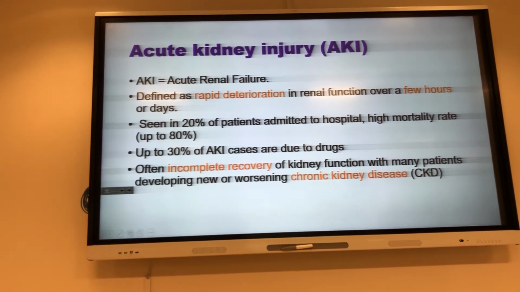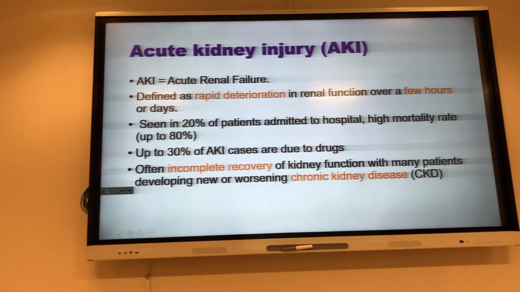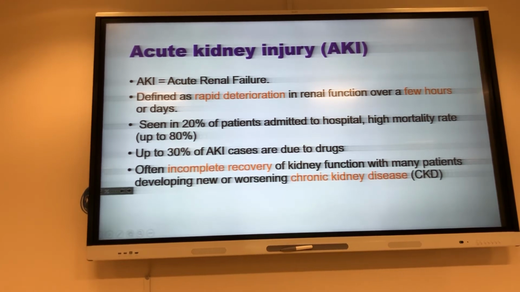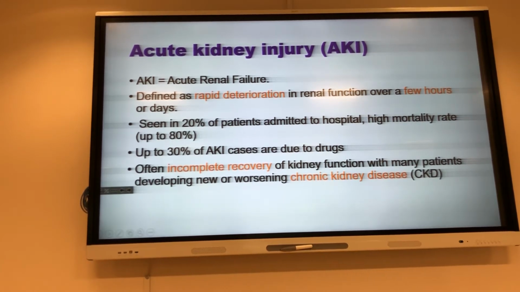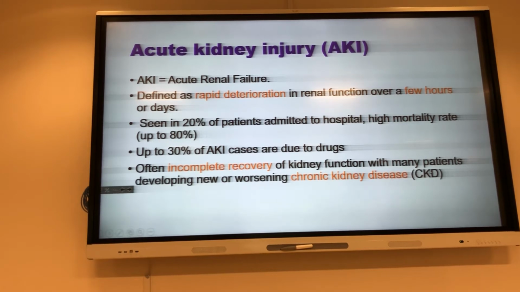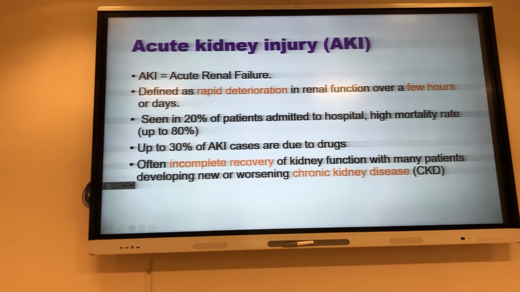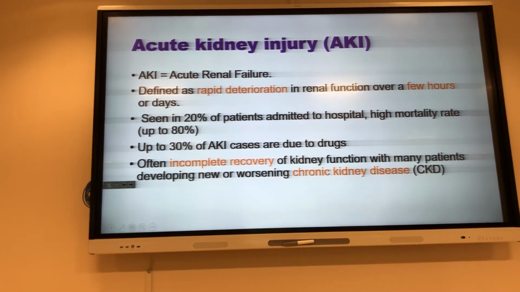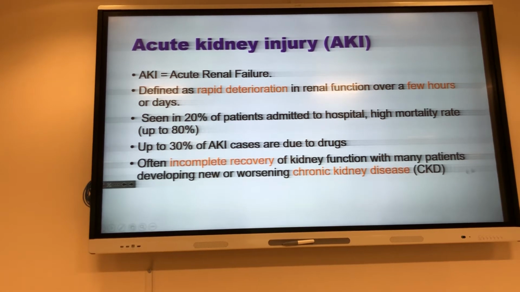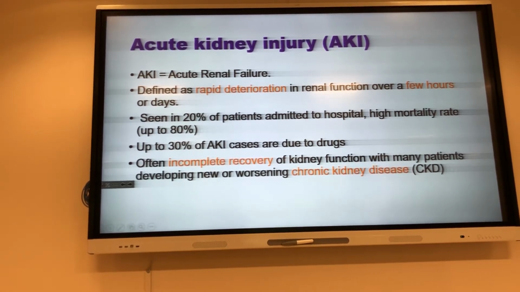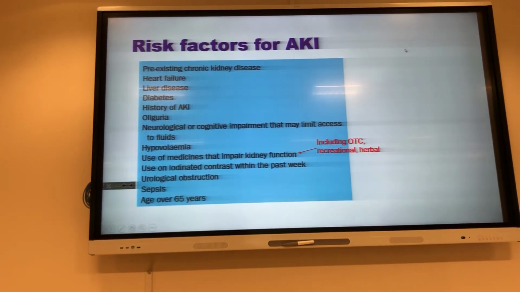Okay, so acute kidney injury is defined by rapid deterioration in renal function over a few hours. It's usually seen in 20% of patients admitted to hospital, with a high mortality rate. AKI is usually drug related most of the time. But incomplete recovery can lead to worsening or new effects of chronic kidney disease, so it's the most common cause leading to chronic kidney disease.